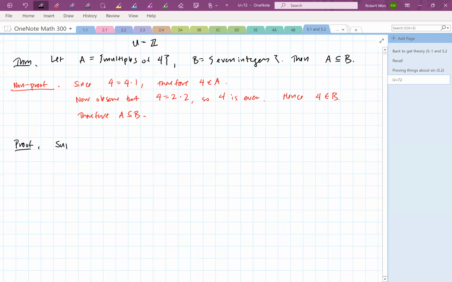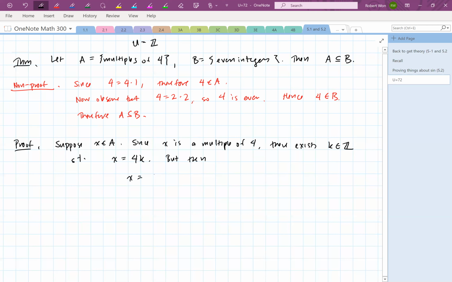The correct proof is: suppose x is in A. Here I'm taking an arbitrary element of A. Now, since x is a multiple of 4, that's what it means to be in A, this means there exists an integer k such that x is equal to 4 times k. Right? But then x, which is 4 times k, is 2 times 2k.